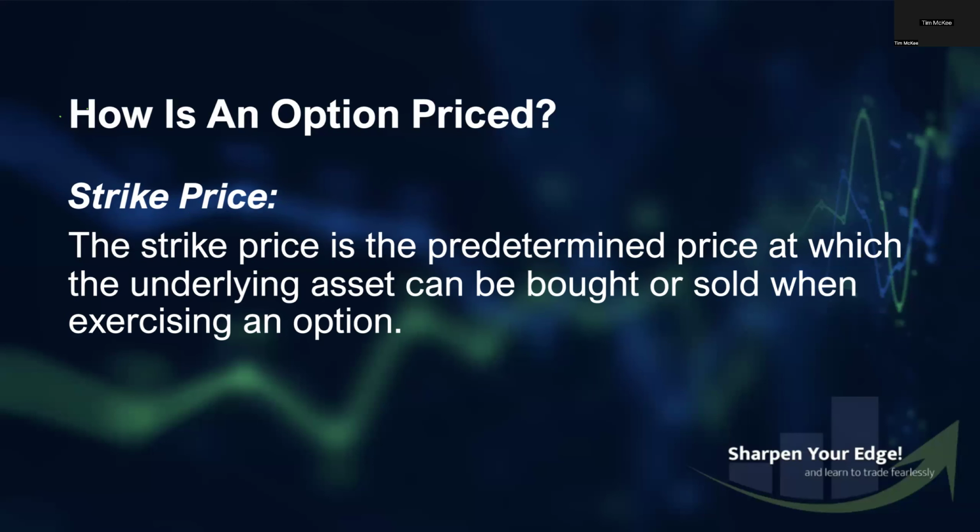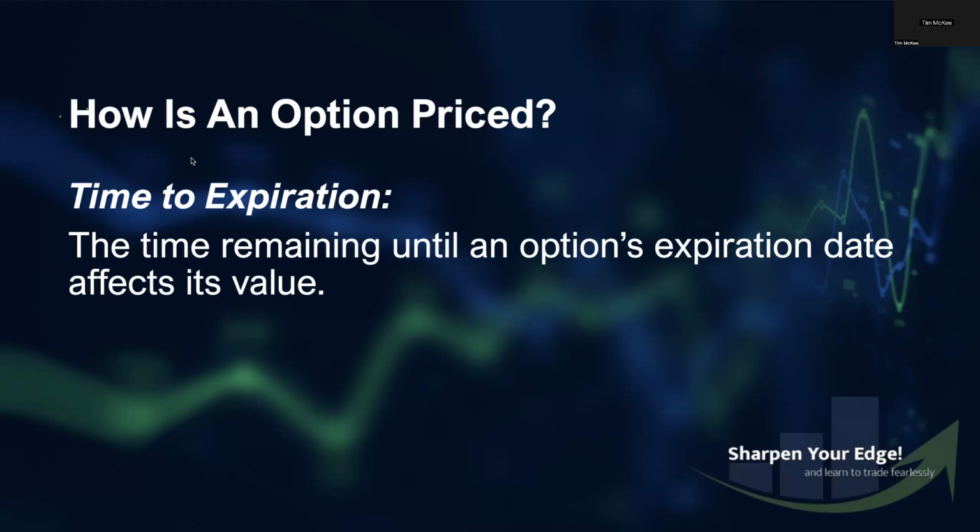Strike price. The strike price is the predetermined price at which the underlying asset can be bought or sold when exercising an option. So for call options, a lower strike price means that the option is already closer to being in the money, and because of that, it's more valuable. And on the other hand, for put options, a higher strike price brings the option closer to being in the money, making it more valuable. Now, I know this is a lot of technical stuff, but it's important.